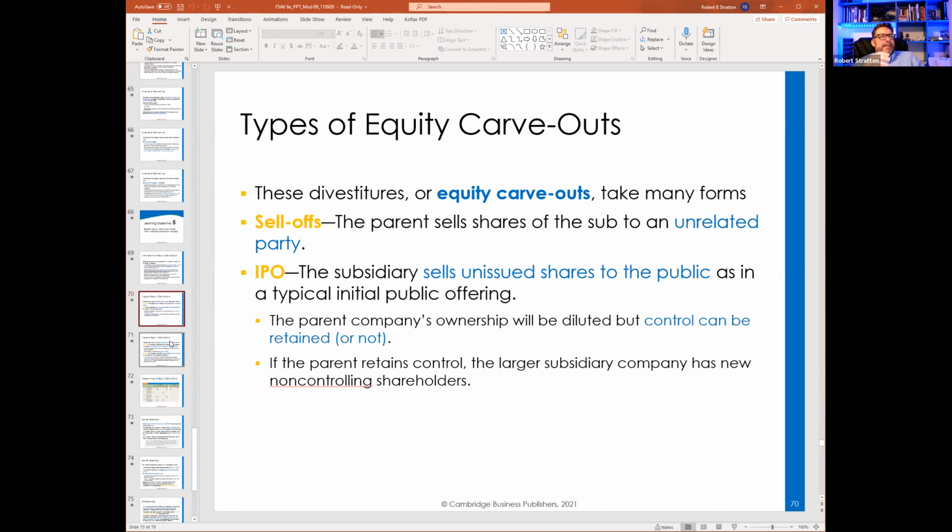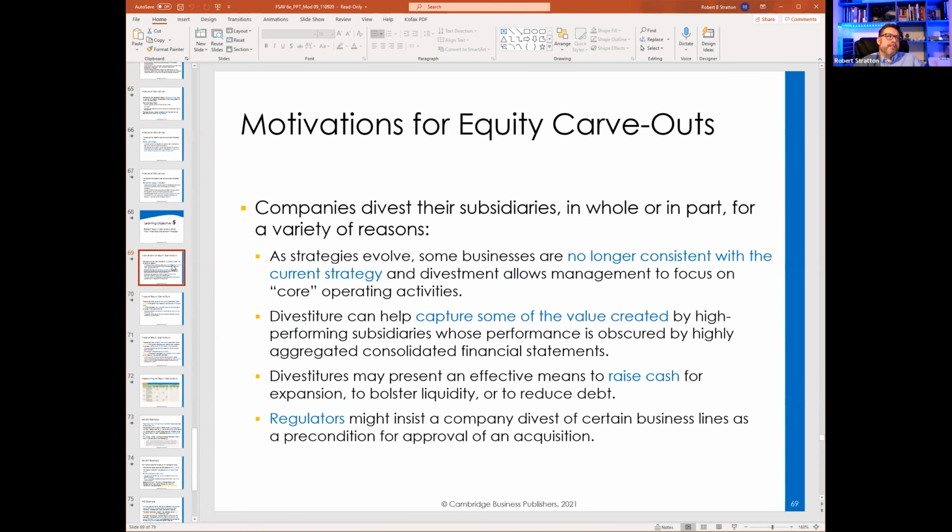So there's equity carve outs. Let's just quickly go over this. This is when you divest. You divest for lots of different reasons. Nothing too strange about divesting. You book it the way you would any other sale of an asset. One reason that's pretty common with big companies is regulators might insist that you divest a business line to get around antitrust and other issues.